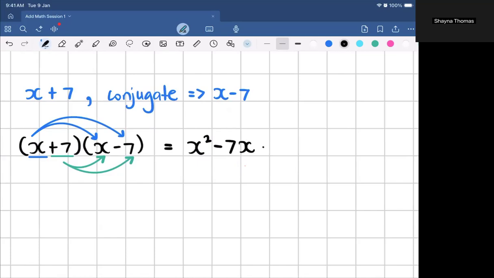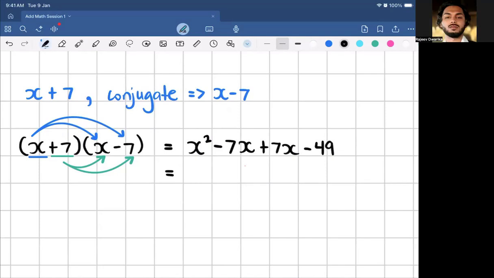7x. Positive or negative? Look at the sign. So, positive. Right, positive 7x. And then we have plus 7 by minus 7. What is plus 7 by minus 7? Negative 49. Right.